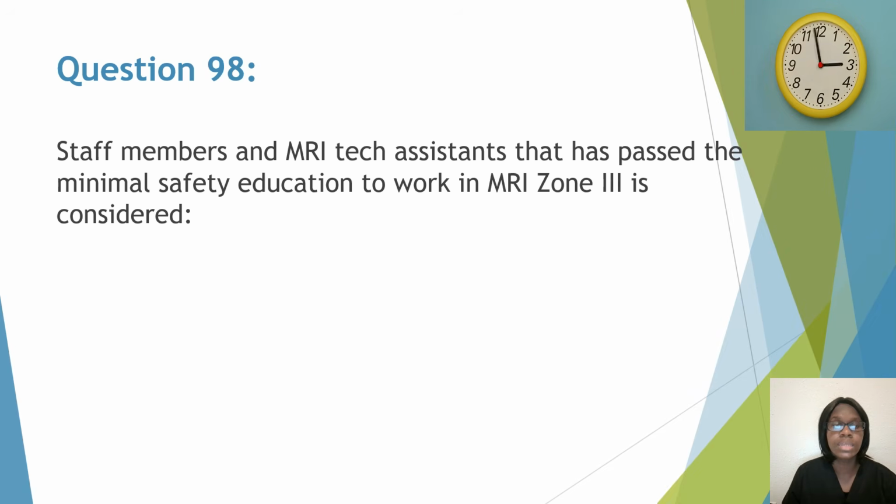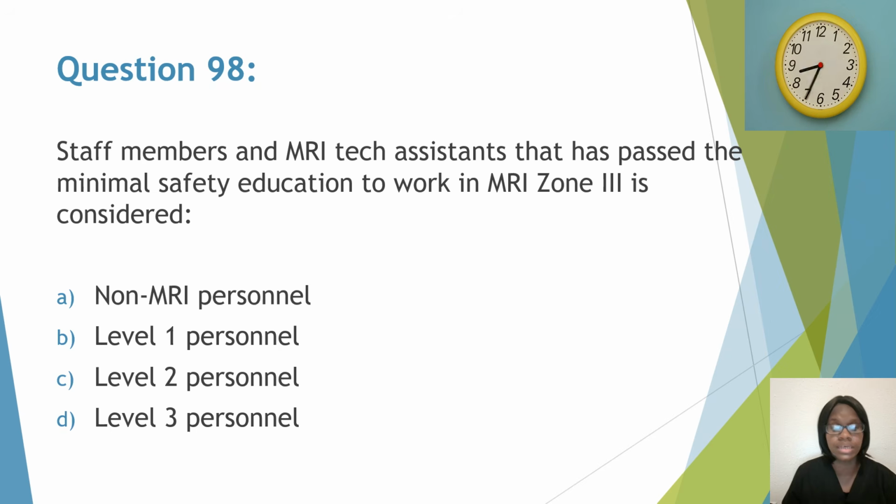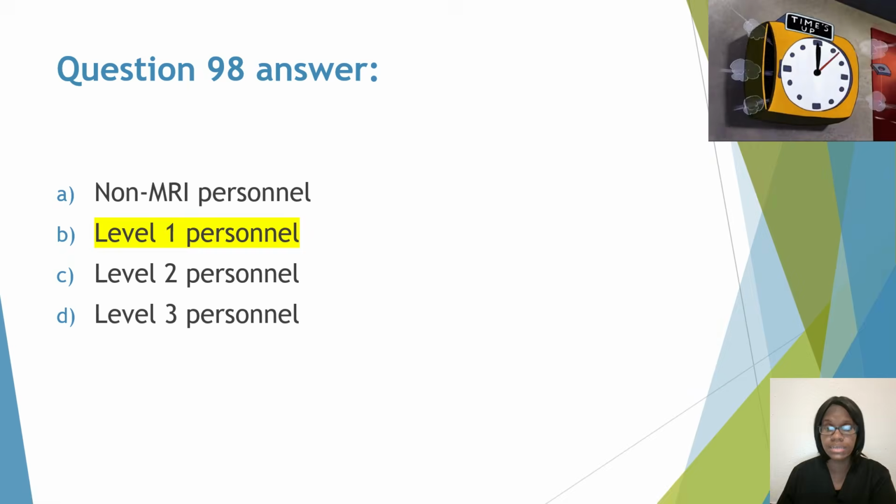Question 98. Staff members and MRI tech assistants that have passed the minimum safety education to work in MRI Zone 3 are considered: A, non-MRI personnel. B, level 1 personnel. C, level 2 personnel. D, level 3 personnel. All right, the correct answer is B, level 1 personnel.